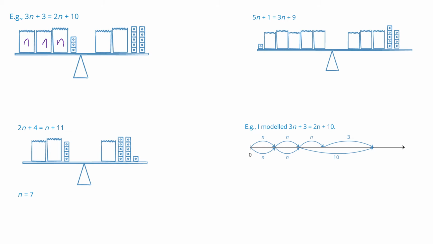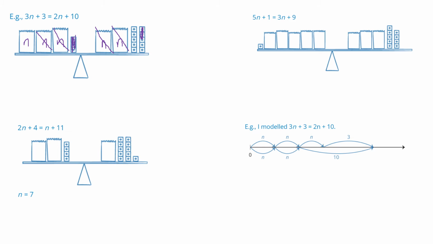Then on the right side we have 2n, so the bags represent the n, 2n plus 10, so then we have our 10 cubes on the right side. Our goal again is to balance this equation to figure out how many cubes would fit inside each bag. If we take away 2n or 2 bags from the right, we must also take away 2n or 2 bags from the left. If we take away 3 cubes from the left, we must also take away 3 cubes from the right.